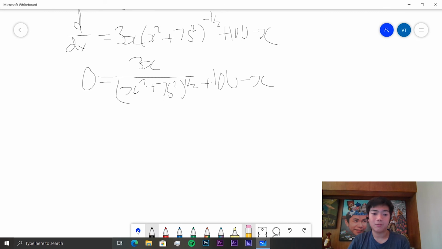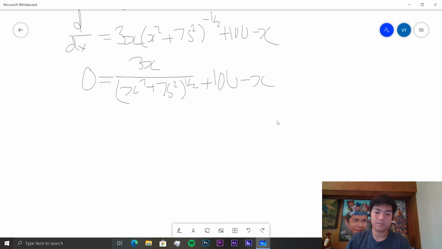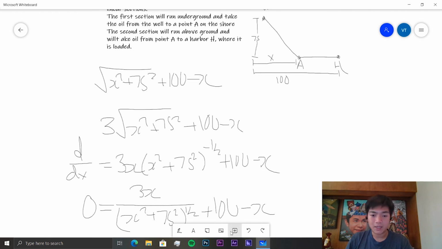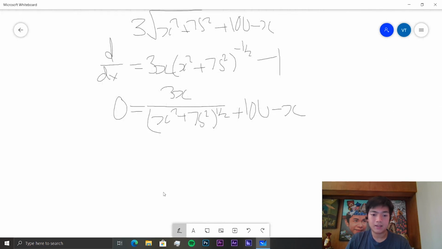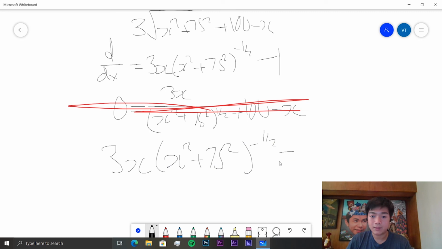And it's that this term 100 here does not exist. Because if we get the derivative of this, we actually eliminate this 100, and this simply becomes minus 1. So we get 0 is equal to all of that minus 1. So let's just erase that completely. So we get 3x times x squared plus 75 squared to the power of minus 1/2 is equal to 1.